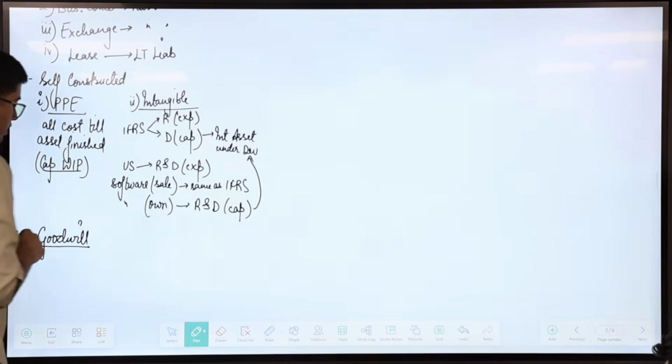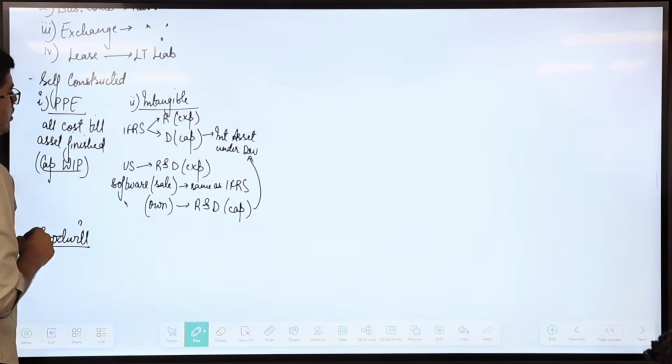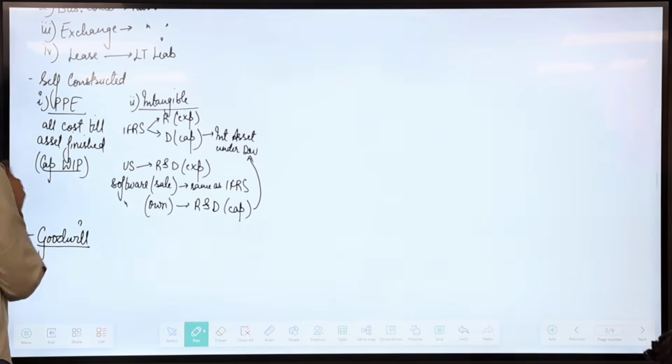So what's after PPE in brackets, CWIP? This one you're saying? Yeah. Capital work in progress. This is capital work in progress.